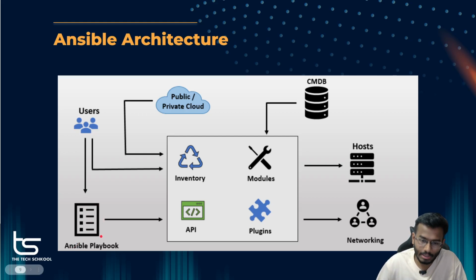Once the Ansible playbook is written, using inventory, modules, API, and plugins, we can manage our hosts and networking, and it can be either public cloud or the configuration management database, which can also be provided directly to Ansible. The users can then flawlessly access those hosts and networking systems and develop a properly streamlined automation between the users, the applications, and the infrastructure.